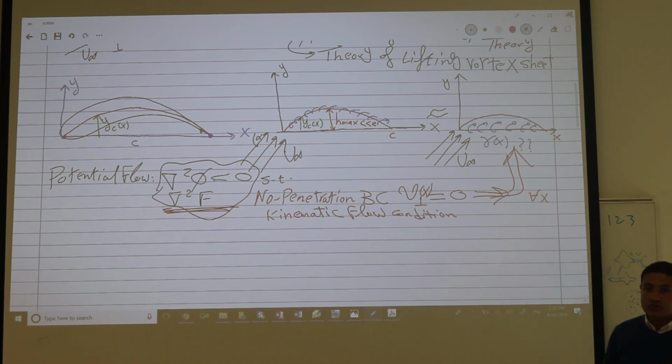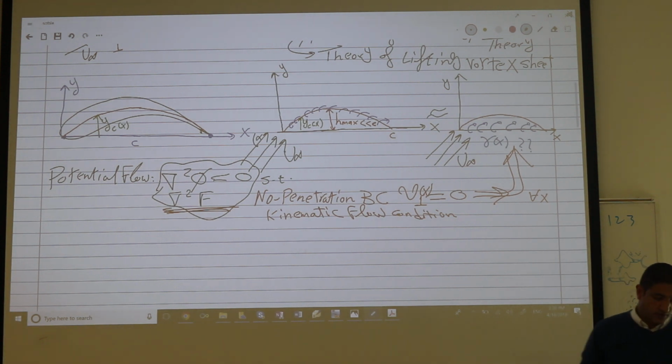How many unknowns do we have? So what is the unknown? What's the main unknown here? What am I looking for? Gamma. I'm looking for gamma. If I have gamma, I'm done.